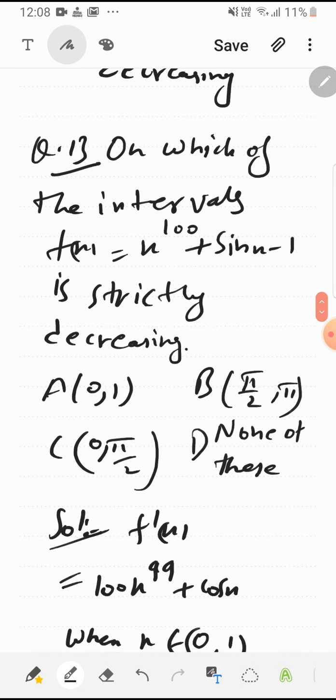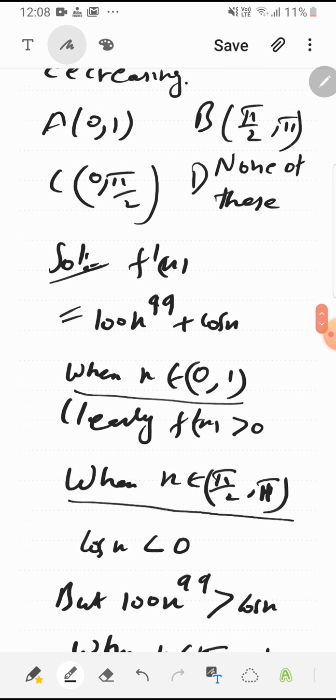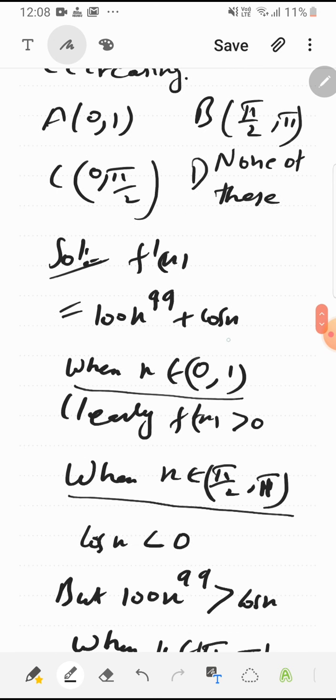Next question is an MCQ type question. On which of the intervals is f of x, which is x raised to the power 100 plus sine x minus 1, strictly decreasing? Four intervals are given to us: 0 to 1 open interval, pi by 2 to pi open interval, 0 to pi by 2 open interval, and none of these. Now the solution is to find the derivative. It is 100 into x raised to the power 99 plus cos x.